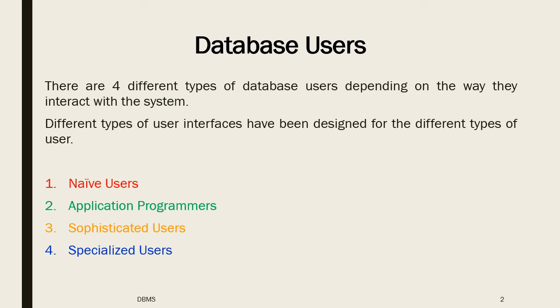Database users. There are four different types of database users depending on the way they interact with the system. The first one is naive users, that is new users. Second, application programmers. Sophisticated users are the third type of database users, and specialized users, which are the fourth type of database users.